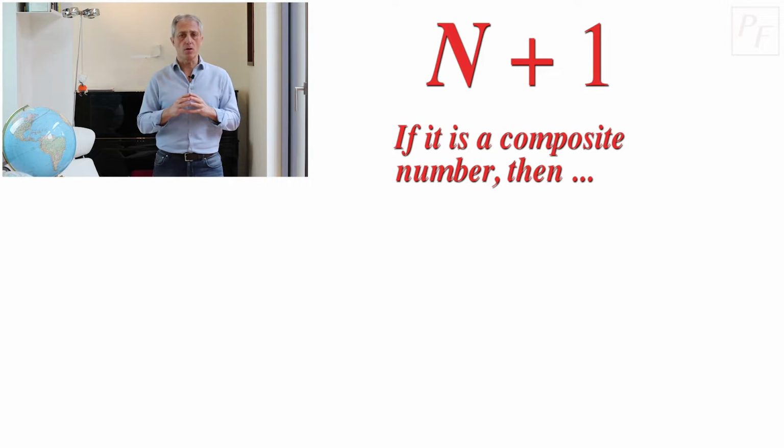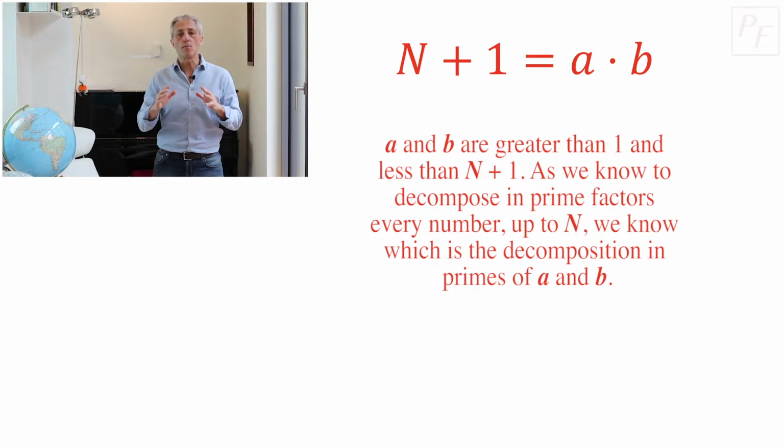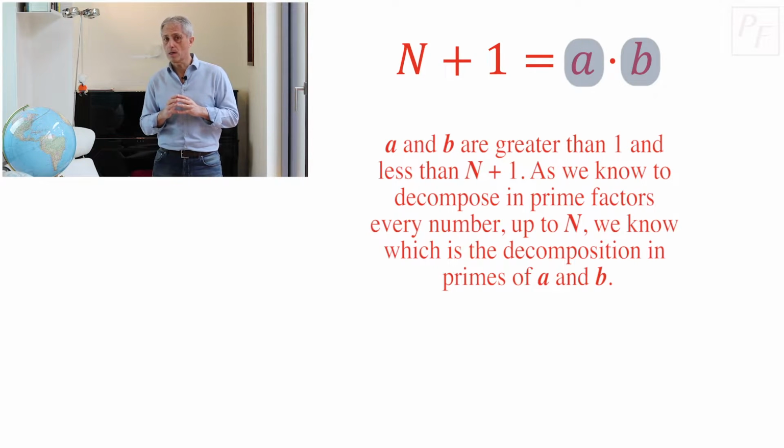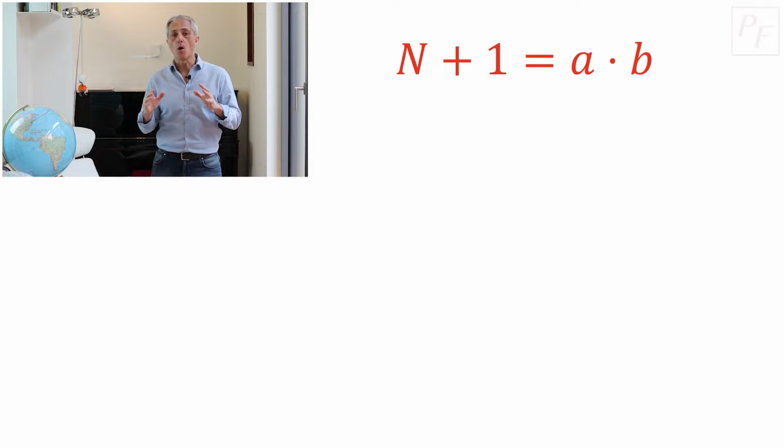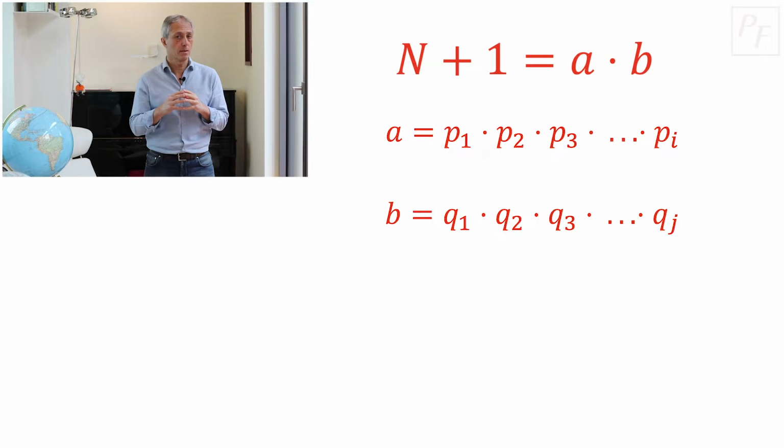If it is a composite number, then n plus 1 must necessarily be the product of at least two numbers different to 1, which we will call a and b, and which must be smaller than n plus 1. That is, n plus 1 is equal to a times b. As up to n we know how to decompose a number in prime factors, we must be able to express a and b this way.